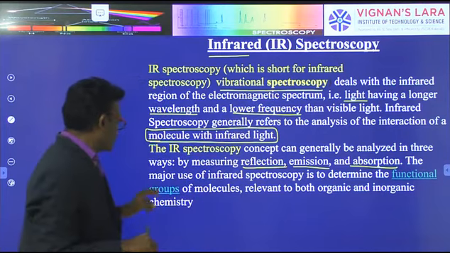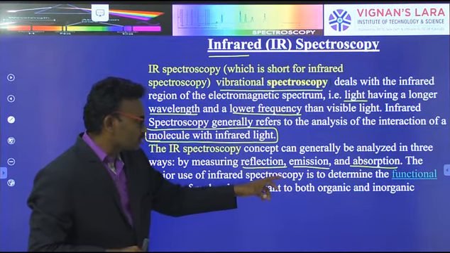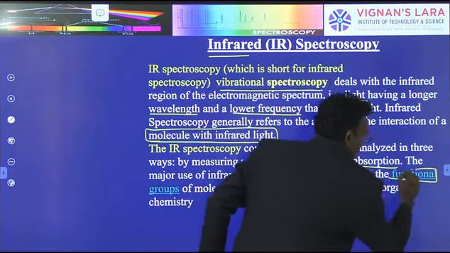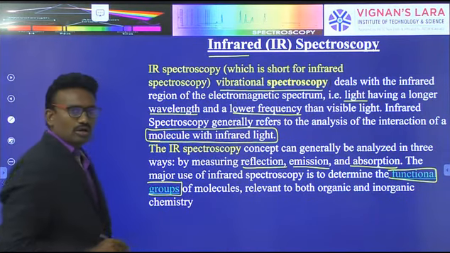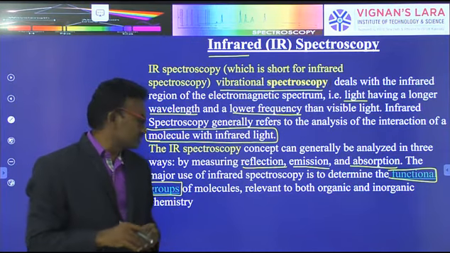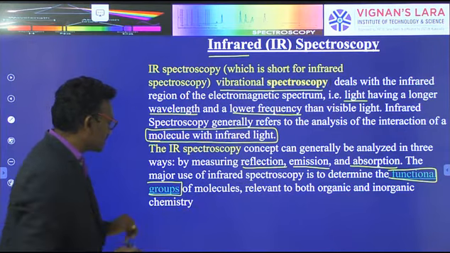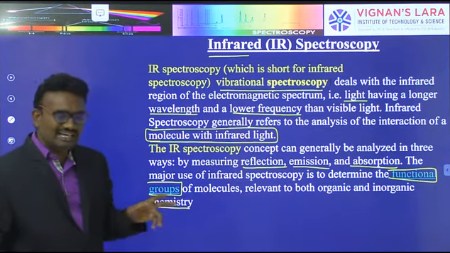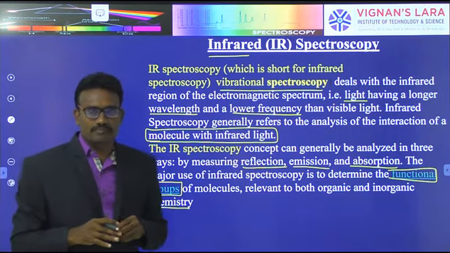The major use of infrared spectroscopy is to determine functional groups. Actually, the main use of IR spectroscopy is to find out the functional groups present in molecules, relevant to both organic and inorganic chemistry. Any organic or inorganic molecule contains different types of functional groups.